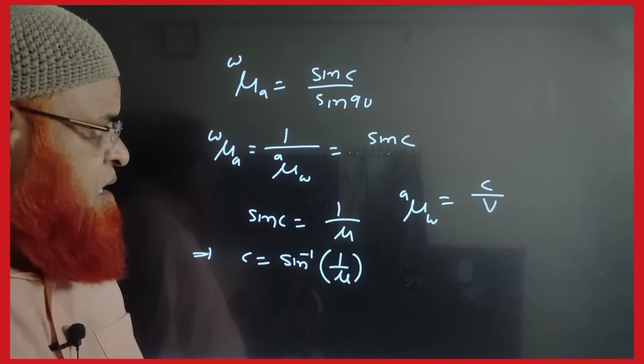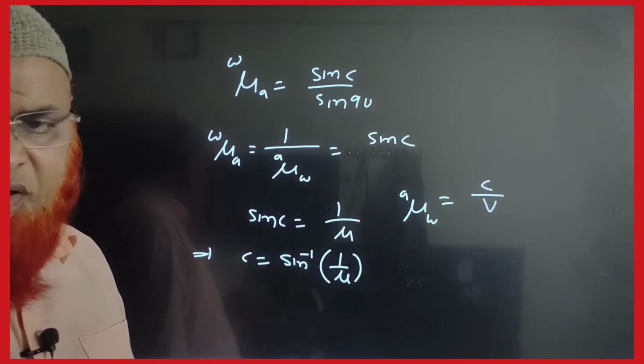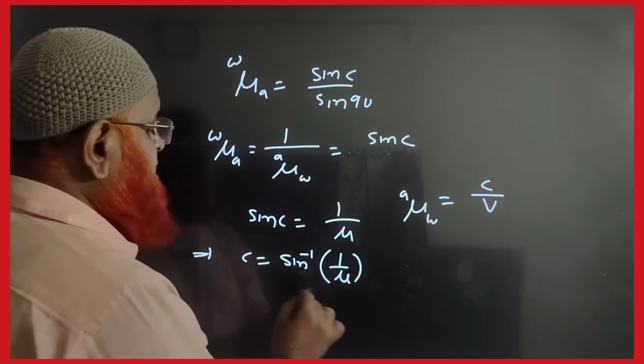Refractive index mu means C by V. C is the velocity of light in air, and V is the velocity of light in some other medium, water. So what am I going to write now here? Refractive index.